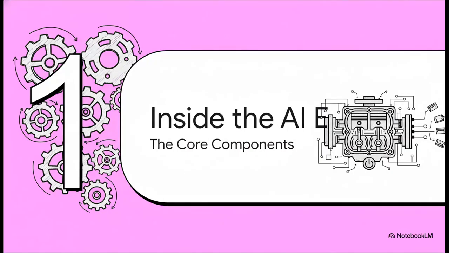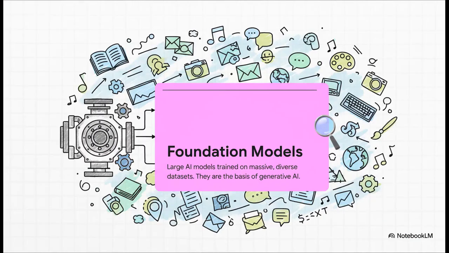To really wrap your head around how that's even possible, we need to pop the hood and take a look inside. So let's explore the engine that's powering this creative force, starting with the one core component that makes it all happen. Okay, so the power behind all of generative AI comes from something we call foundation models. The best way to think about these is as incredibly powerful all-purpose engines. I mean, they've been trained on a truly colossal amount of diverse data, basically a huge chunk of the internet, which gives them this incredibly broad and deep understanding of language, concepts, and patterns.